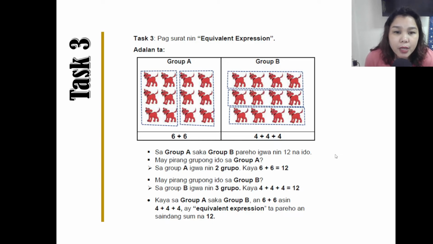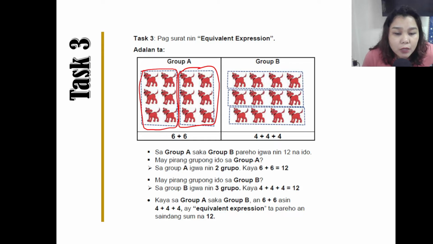So sa group A may 12 dogs, sa group B naman with 12 dogs. May pirang grupong ido sa group A. Ilang groups daw ang nasa group A? There are 2. So sa group A, iguaning duwang grupo, kaya 6 plus 6. So where is that group? Ito sa group A, nahati siya sa dalawa. Ito. Kaya, we can have 6 plus 6.